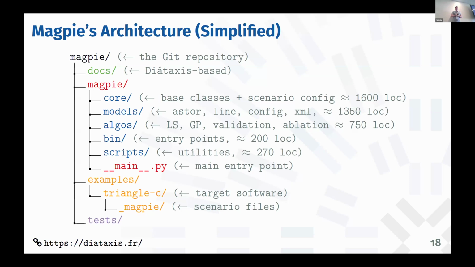Algorithms: we have multiple local search algorithms, multiple GP variants, algorithms for validation, algorithms to do ablation analysis. It's a compact way of representing them. So there are at least 7 algorithms. So 100 lines of code is kind of easy to read if you want to write your own variants. Binary is just entry points. It's not really relevant. There are some scripts also. And some things that I did not know before, a main file that we will use to just say python Magpie and to execute a full directory rather than having to deal with the individual entry points.